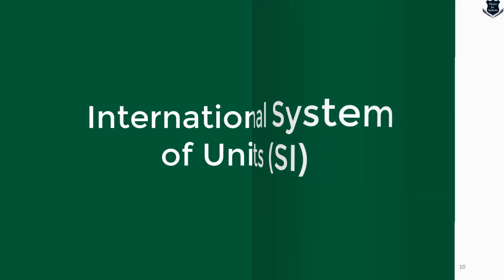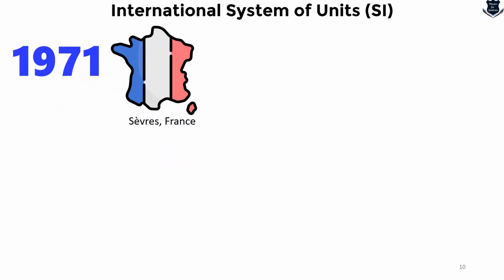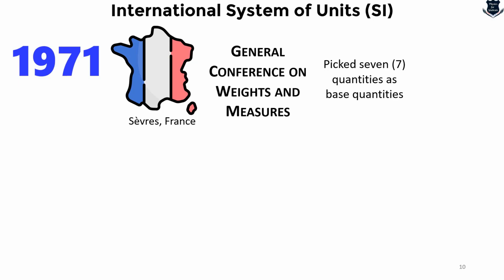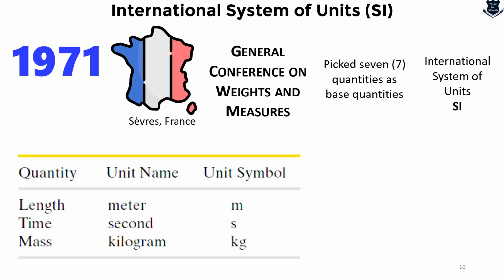Now, in 1971, in France, there was a general conference on weights and measures, and they picked out 7 quantities as base quantities, which form the basis of what is called the International System of Units, abbreviated as SI from its French name and probably known as the metric system. Right on your screen, you can see the units of 3 base quantities: length, mass and time, that we used in the earlier discussions of this video.